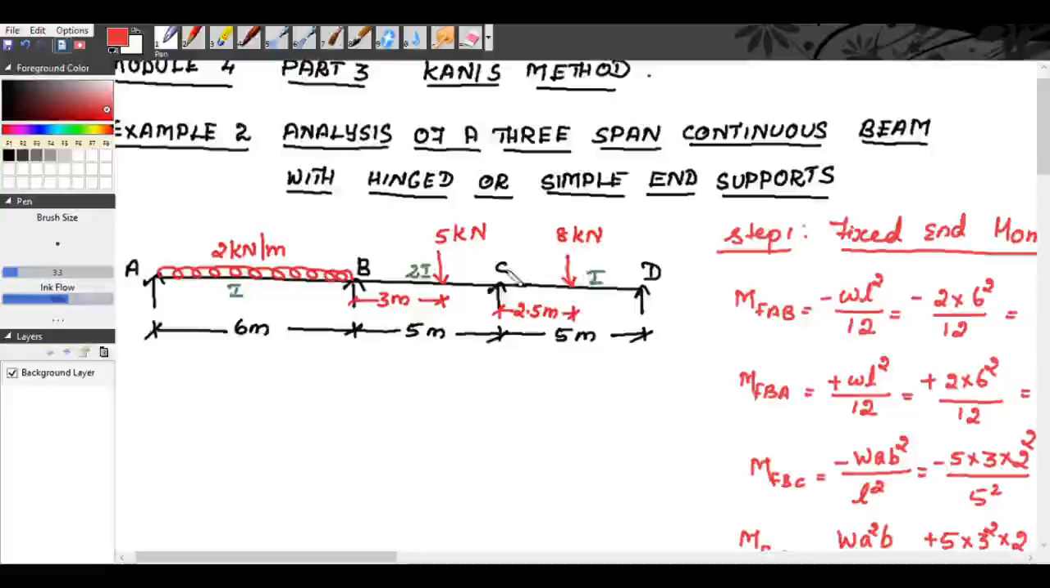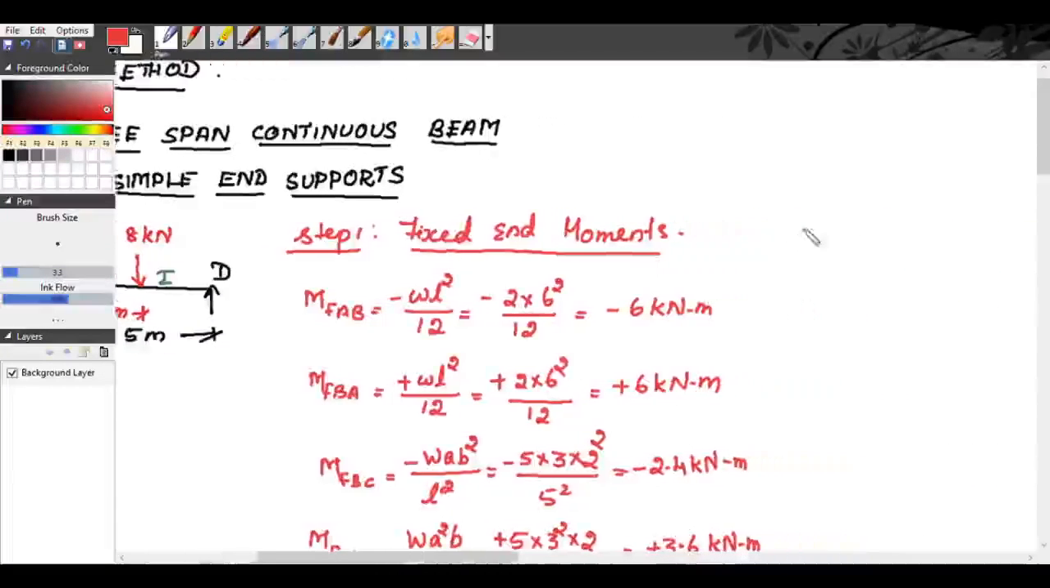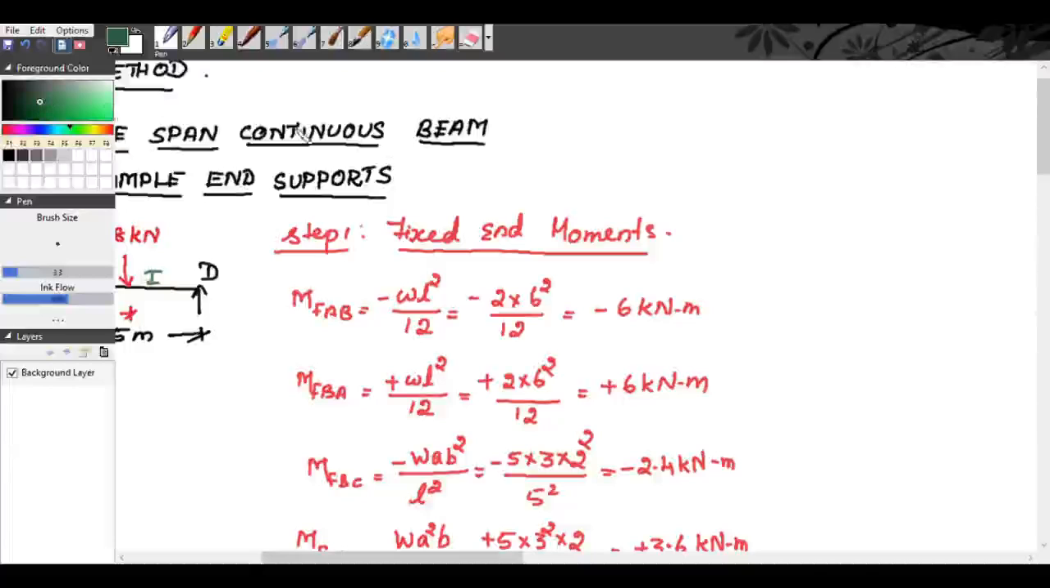The fixed end moment at D should be released to joint C, and the fixed end moment at A should be released to joint B. That is called the modified fixed end moments. So now at joint B we have to write M of DC, the modified fixed end moments released to joint C.